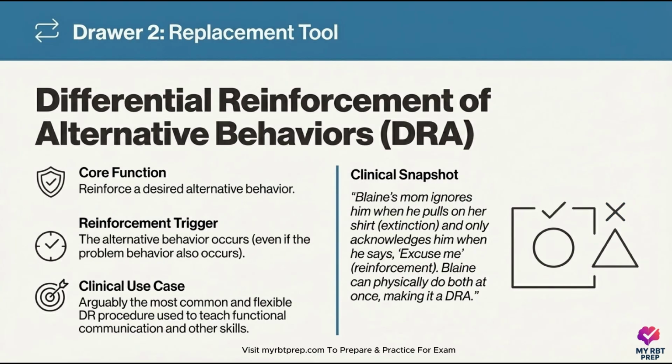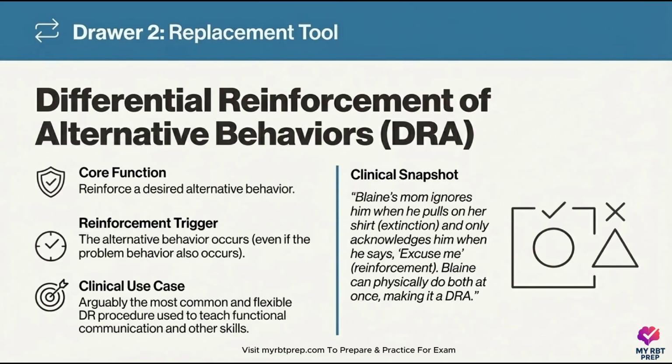We're opening the second drawer of our behavioral toolkit now. We're moving past simple reduction and focusing on replacement with differential reinforcement of alternative behaviors, the DRA. Focus on the core function on the left. The strategy here is active. We aren't just trying to stop a behavior, we are actively fueling a specific desirable substitute.